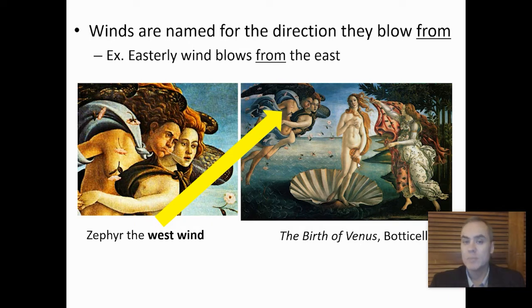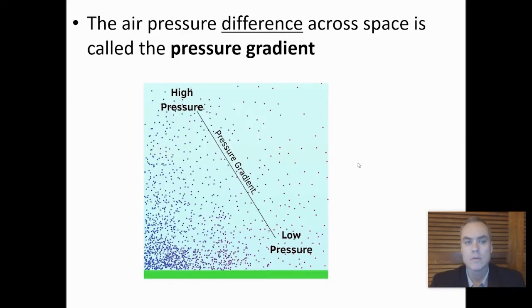But if you look carefully at the picture, Zephyr is not named the west wind because he's blowing to the west. He's named the west wind because he's blowing from the west. So now that we know that winds blow from high to low pressure, we can give a name to that difference between high and low pressure. It's called the pressure gradient. Gradient is a word used for any type of difference between two sides.